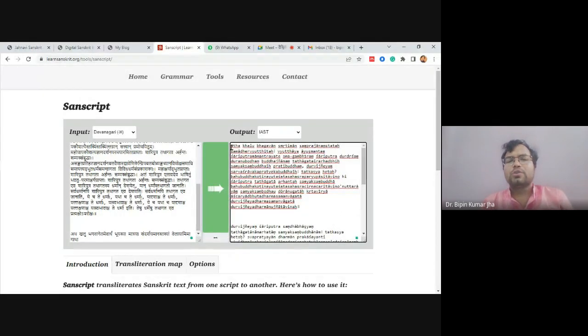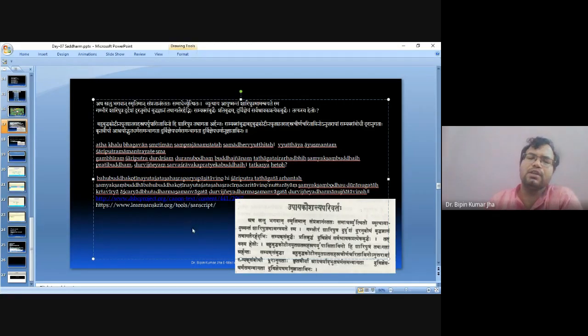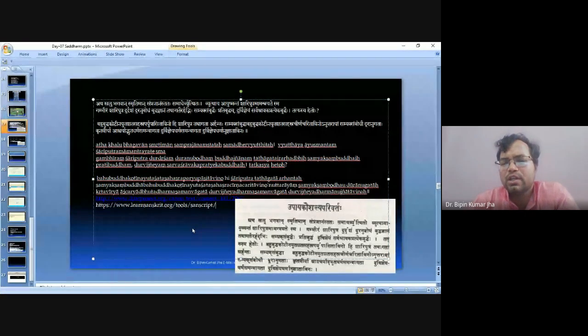Because here I see there are different types of students, some who are not able to read Devanagari. For those students, I have given a way so that you just copy it and put it in another window, and the next window will give you the transliterated form. It is very easy, and nowadays Google also provides a platform to translate Sanskrit to English and English to Sanskrit.